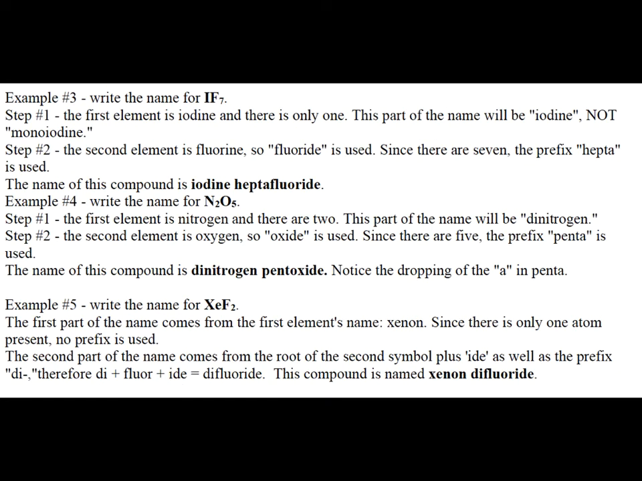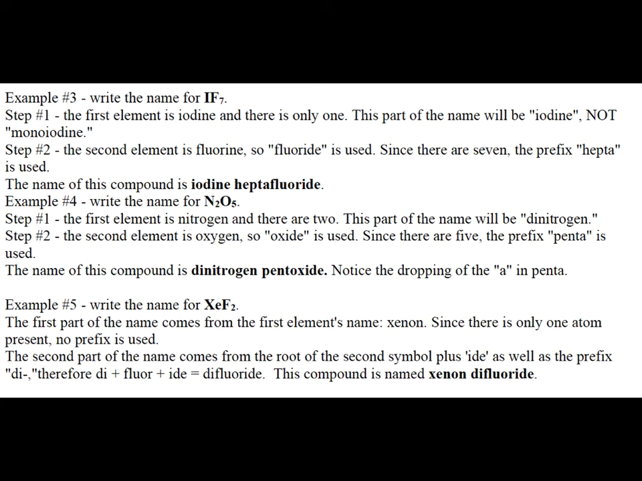IF7, the first element's iodine, so I call it iodine. You do not use prefixes on the first element if there's no subscript, so you call it iodine, not monoiodine. The second step is I'm going to use the ide form of fluorine, which is fluoride, and since there are 7, I'm going to use the prefix hepta. So IF7 is iodine heptafluoride.